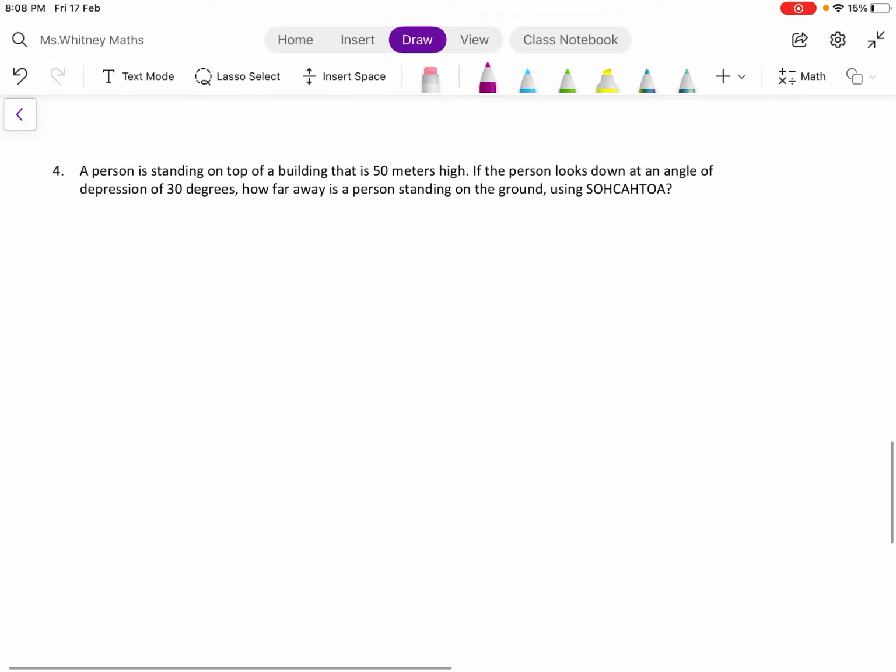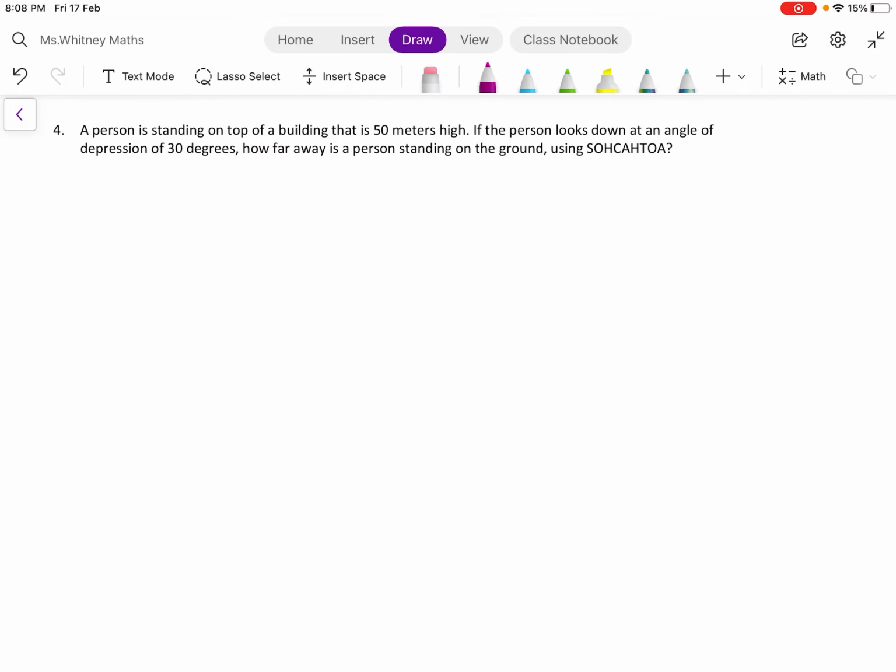Okay, question 4. A person is standing on top of the building that is 50 meters high. If the person looks down at an angle of depression of 30 degrees, how far away is a person standing on the ground using SOHCAHTOA? Okay, so fill everything in. So first of all, you have a person standing on top of the building. So draw yourself a little building. Then you have a person standing on top of it. Okay? The building is 50 meters high.